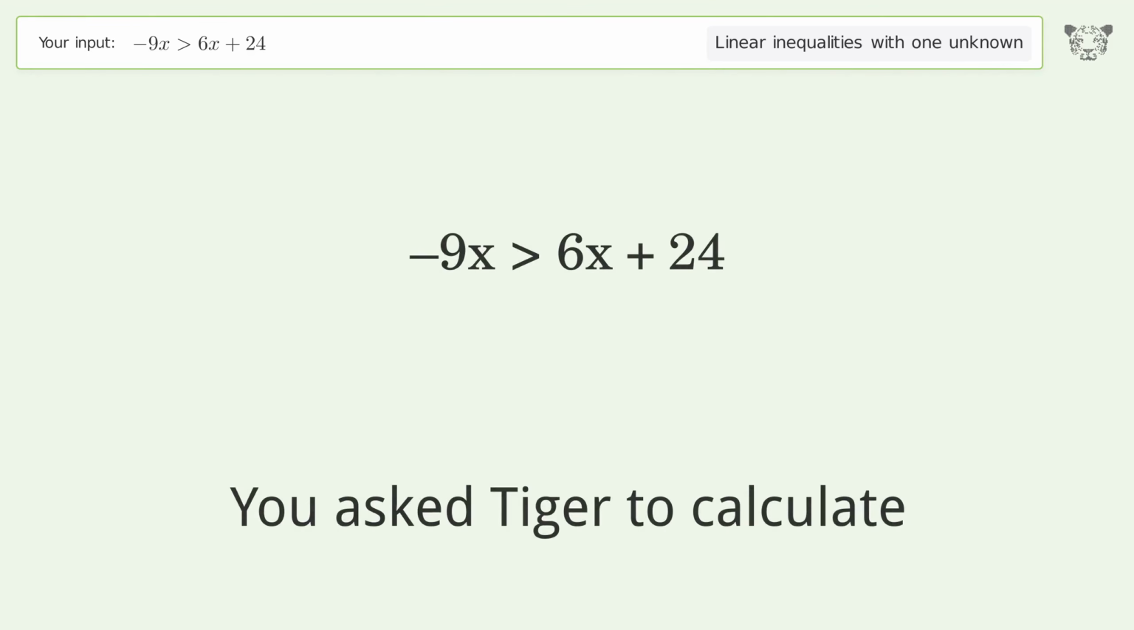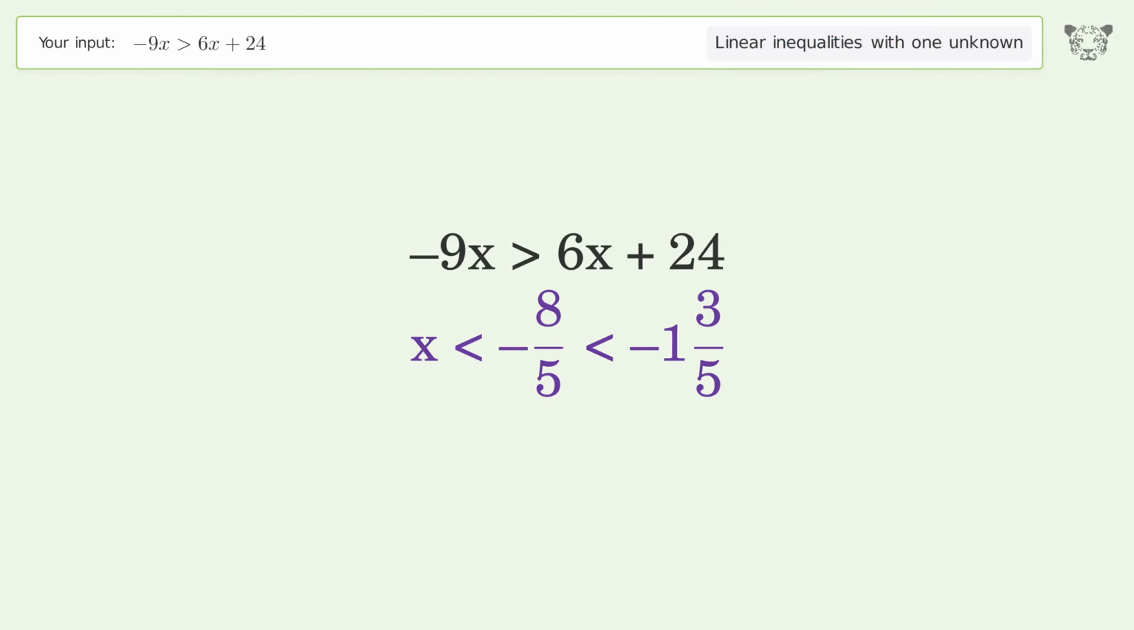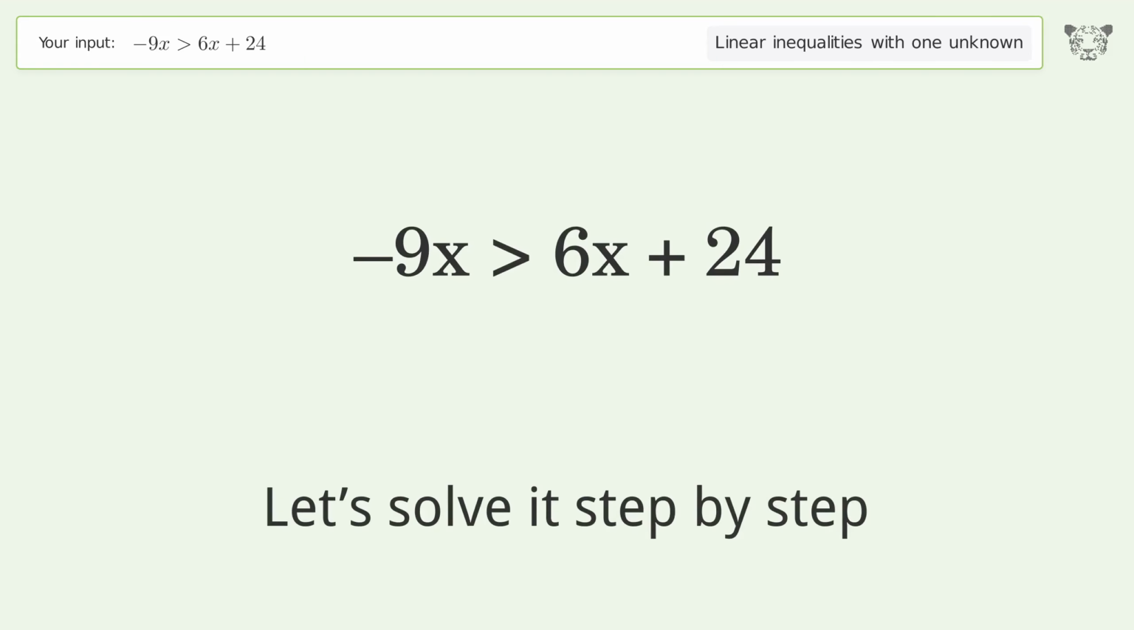You ask Tiger to calculate. This deals with linear inequalities with one unknown. The final result is x < -8/5 < -13/5. Let's solve it step by step.